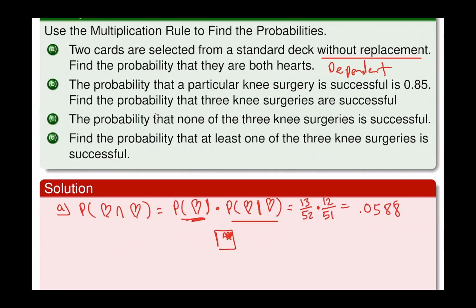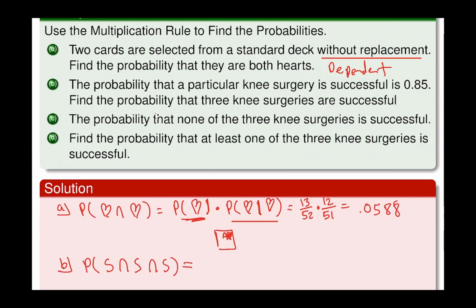All right. Let's do part B. The probability that a particular knee surgery is successful is 0.85. Find the probability that 3 knee surgeries are successful. This one is a little bit different because instead of only having 2 events, we have 3 events. We want the first one to be successful, we also want the second knee surgery to be successful, and we want the third one to be successful.